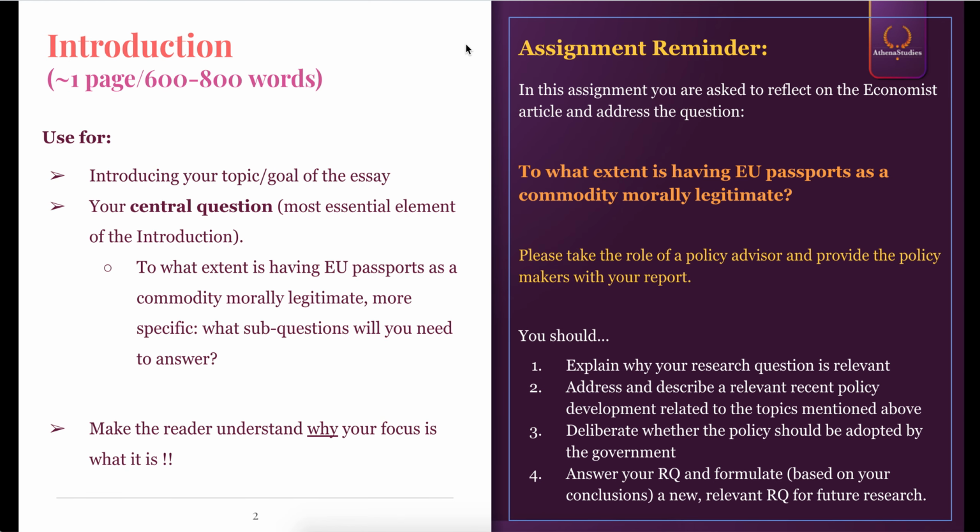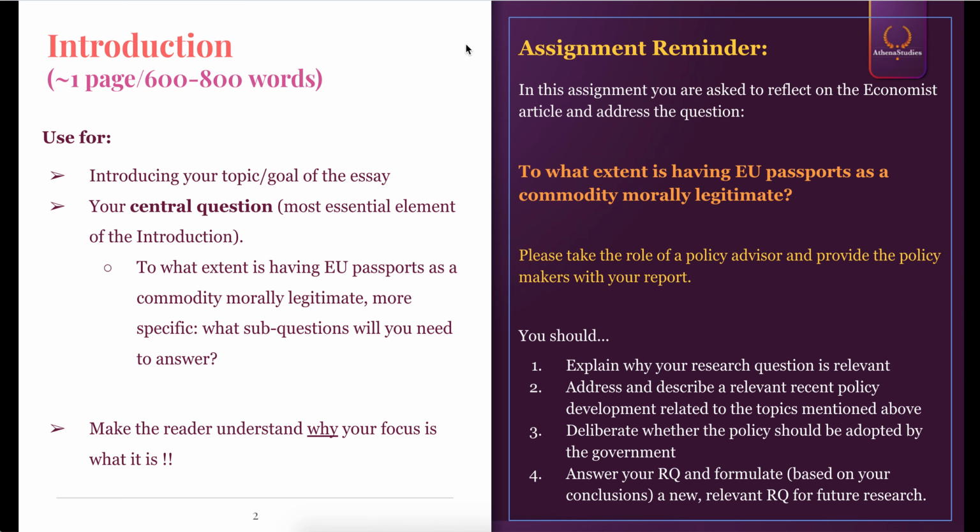So firstly, the introduction, what we use it for. The main use for the introduction is, like it says in the name, introducing your topic or your goal of the essay. And your central question is the most essential element of the introduction. This is the thing that's going to segue into the rest of your entire writing assignment, because obviously, in your theoretical framework and analysis, you're trying to answer or provide evidence for your central question.